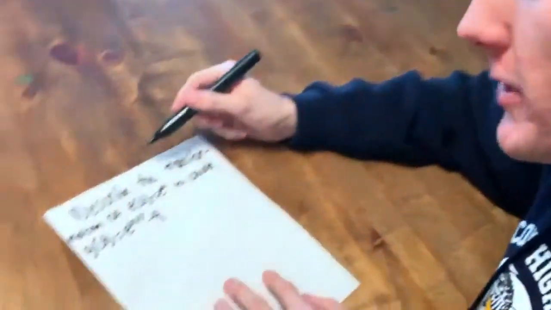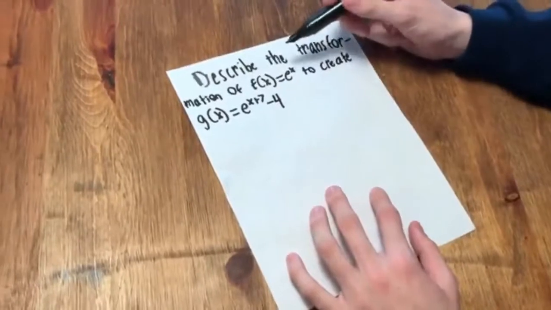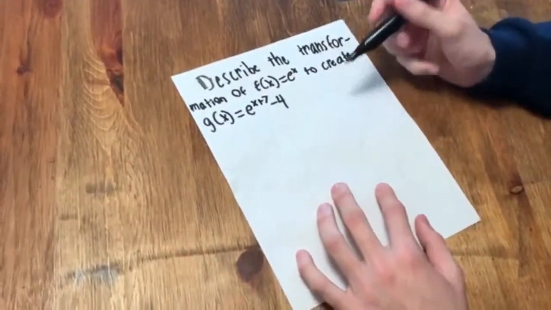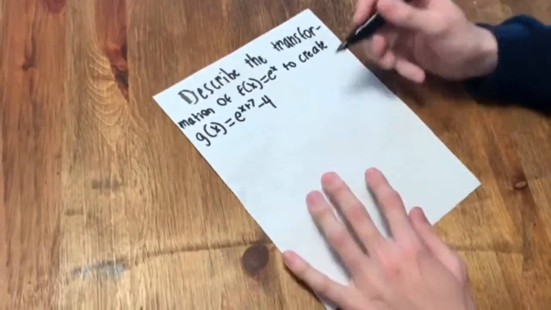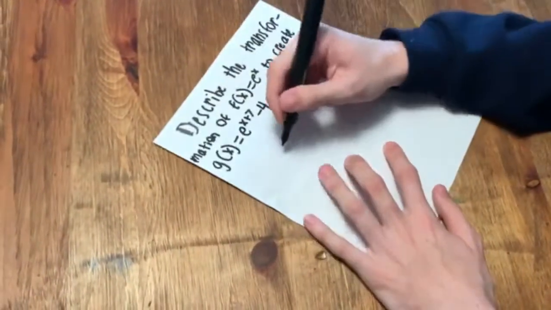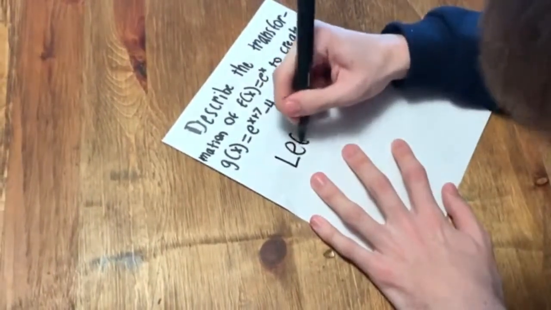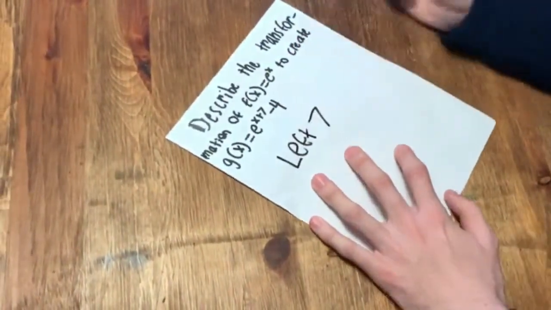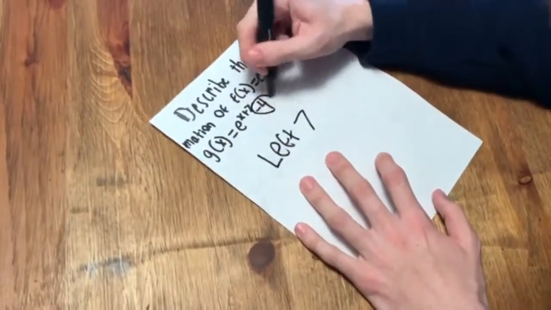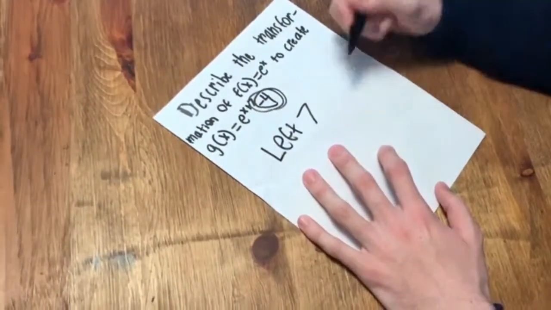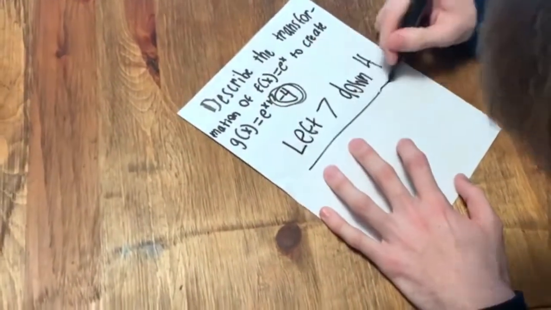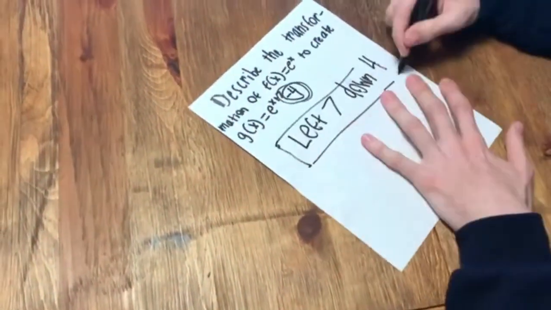So what you're gonna do here is you're gonna describe the transformation of f of x equals e to the x to create g of x equals e to the x plus 7 minus 4. Now here's what you're gonna do. You're gonna go left 7 because that's addition. And then what's next you're gonna do? You're gonna go down 4. You know why? Because that's the y-intercept. You're gonna go down 4 because you're subtracting. So that is your answer.